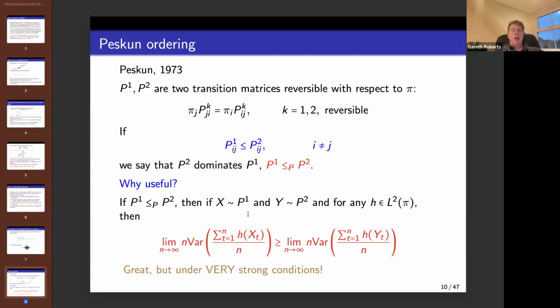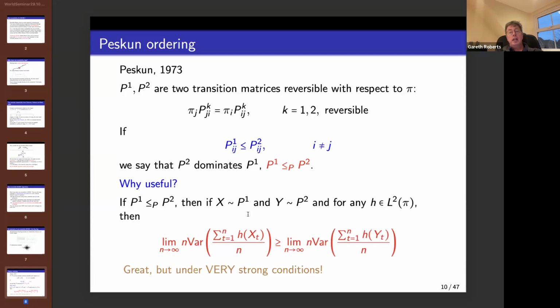So for those of you that don't know this paper, the Peskun ordering says the following. Suppose I have two Markov chains, P1 and P2, which are both reversible with respect to the same invariant distribution pi. But P1 is in some sense a slightly lazy version of P2, in the sense that the probability that I moves to J under Markov chain 2 always dominates that from Markov chain 1. Intuitively, it makes complete sense that P2 should be a better Markov chain than P1 in various senses. And this is the Peskun ordering.